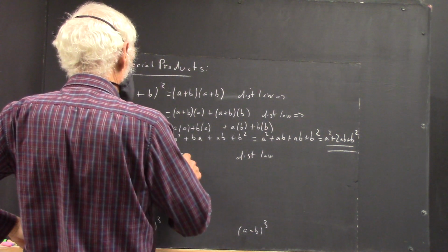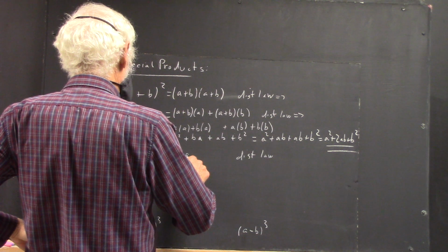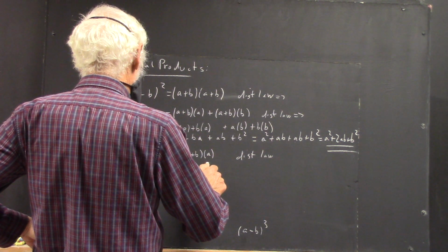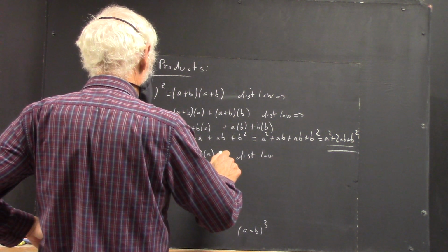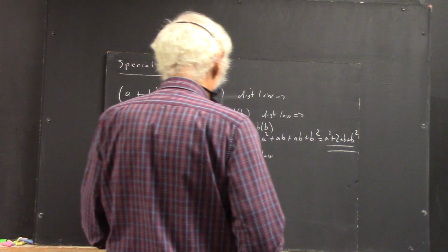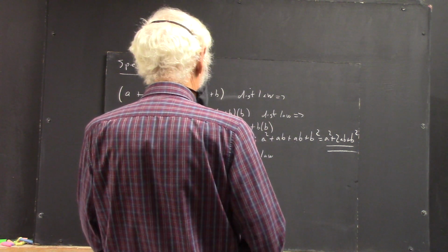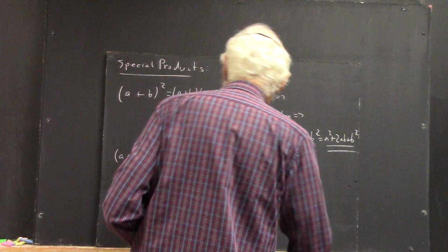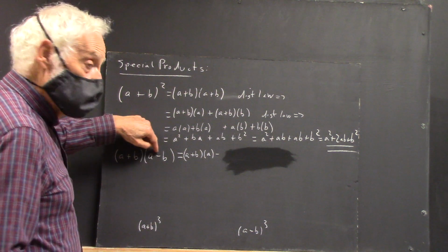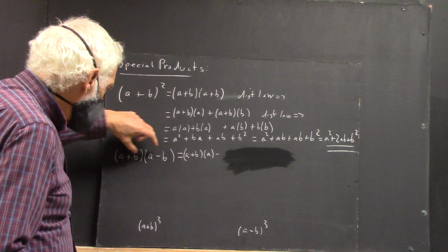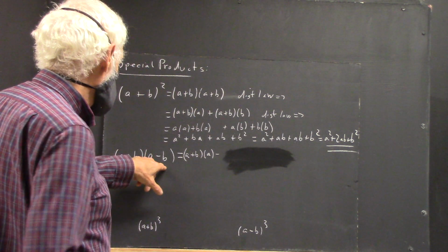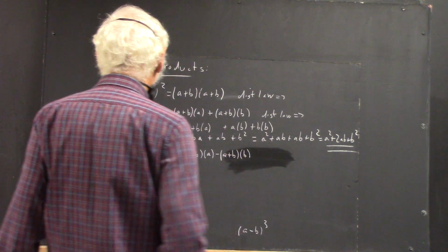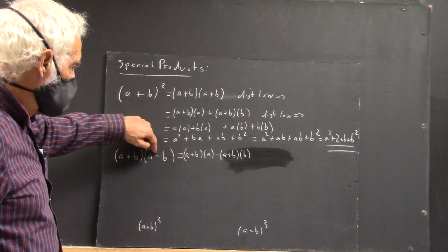So I wrote out my distributive law thing here. Leave myself enough room. Okay. So I could write this as A plus B times A, and then A plus B times negative B, or just minus A plus B times B. This times this minus this times this.